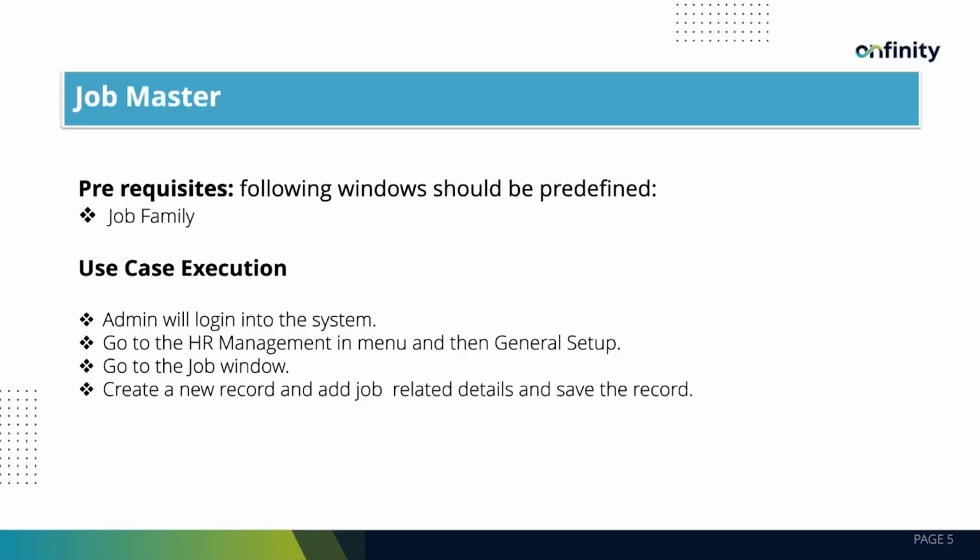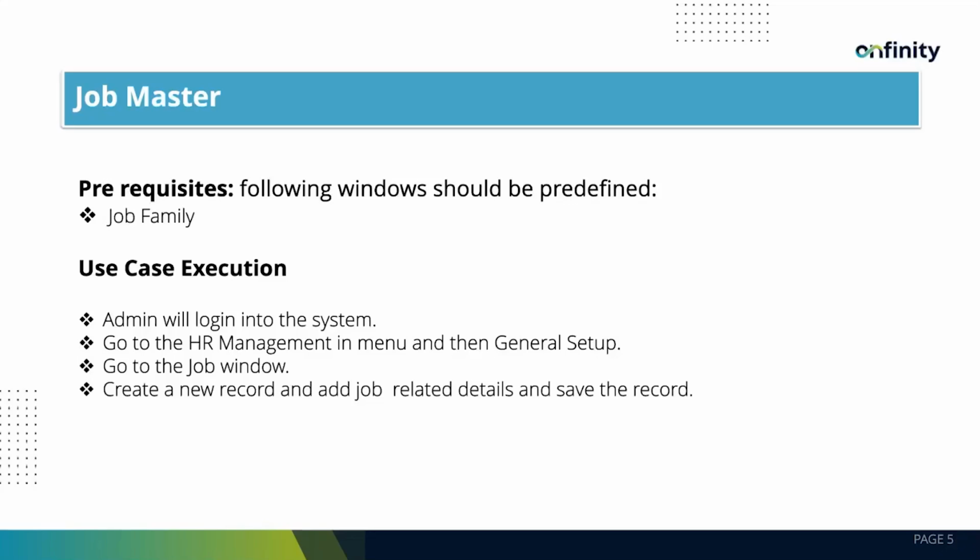To execute the use case, the administrator logs into the system. You navigate to Menu, then to HR Management, then to General Setup, and finally to Job Window. You then create a new record and input all the required job-related information. You save the record to finalize the job configuration.